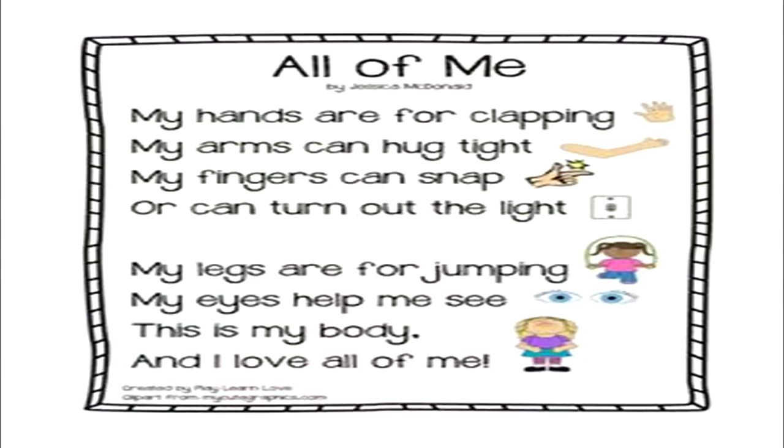My hands are for clapping, my arms can hug tight. My fingers can snap or can turn out the light. My legs are for jumping. My eyes help me see. This is my body and I love all of me.